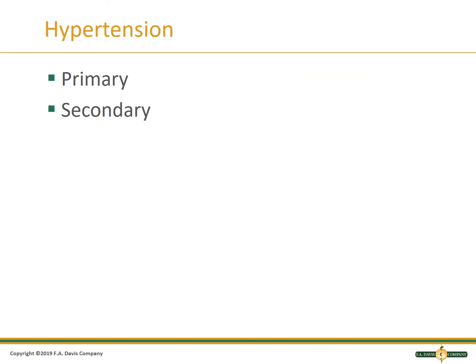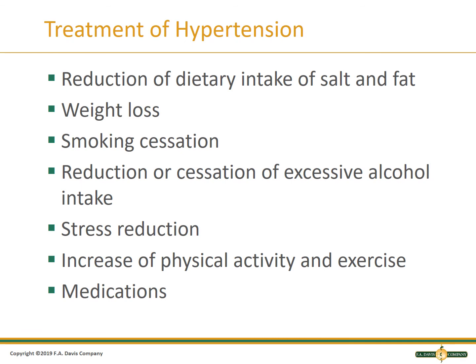So talking about hypertension, you may have primary or secondary hypertension. Primary is also called essential hypertension. Secondary is when there is a renal or endocrine disease process that results in the elevation of the blood pressure. Treatment of hypertension, usually you're going to be educating your patients on reducing their dietary intake of salt and fat, reducing their weight, stopping smoking, reducing alcohol intake, stress reduction, increase of physical activity and exercise, and sometimes medications.